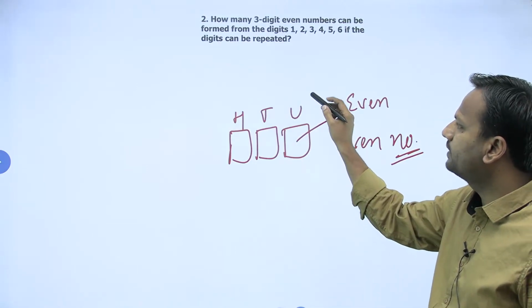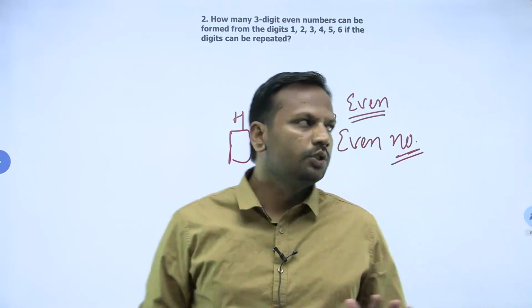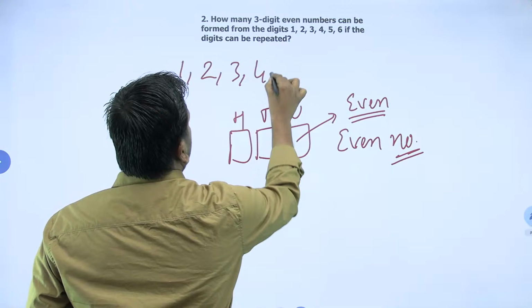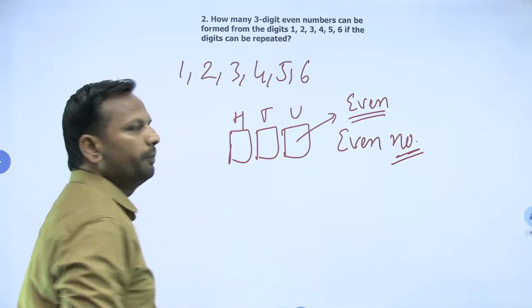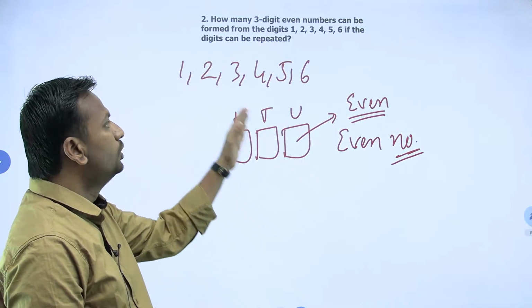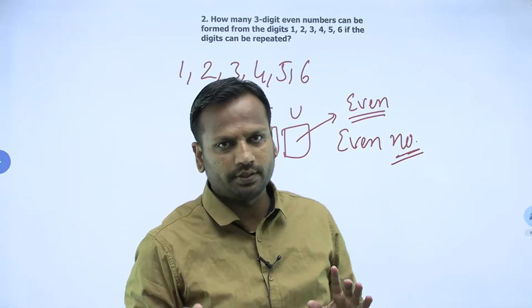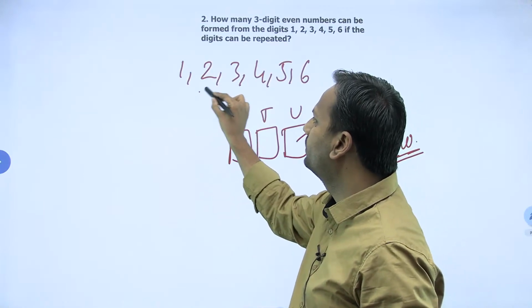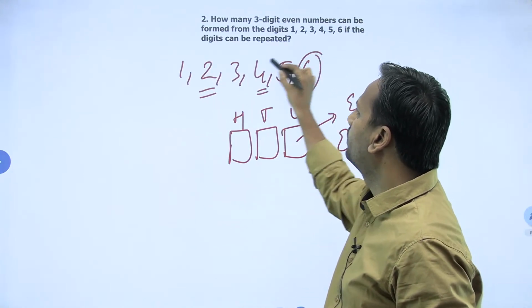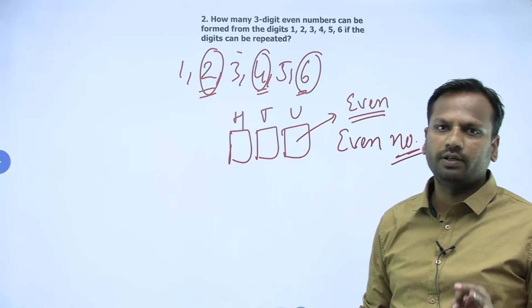So in the units place, I have to fill what here? Only an even number, right? So what are the given numbers here? They have provided 6 numbers. Using these 6 numbers, I have to form 3-digit even numbers. In these 6 numbers, how many of them are even, students? That is 2, 4 and 6. There are totally 3 even numbers they have provided.